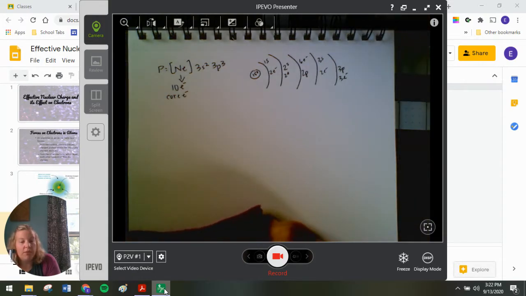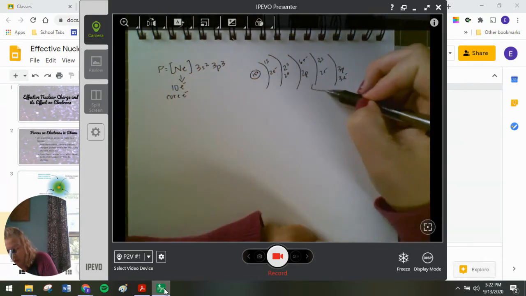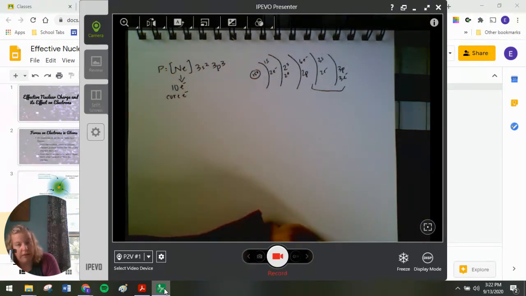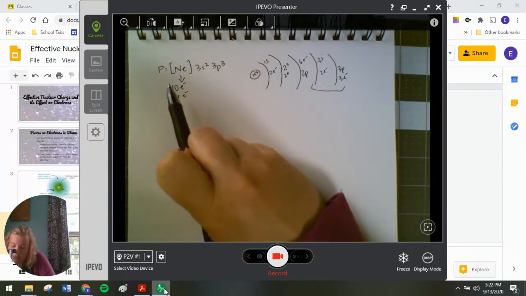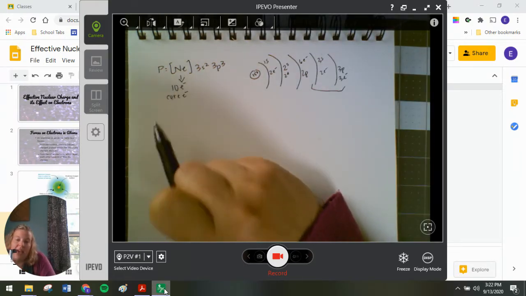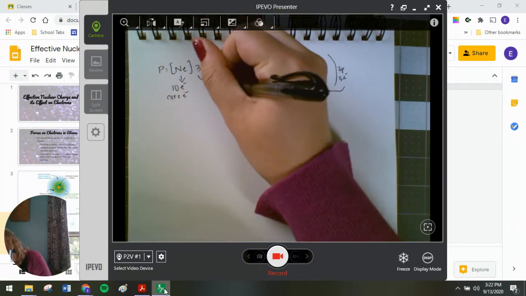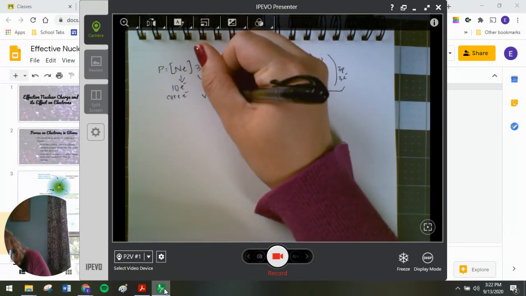When we talk about the valence, it's actually the final grouping of numbers here. So this 3s and 3p are considered part of the valence. When you look at a shorthand configuration, the 10 electrons, basically the stuff in your brackets, are your core electrons. And the ones that aren't part of that are your valence electrons.